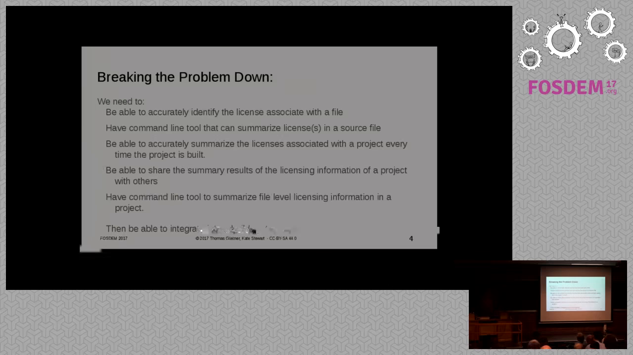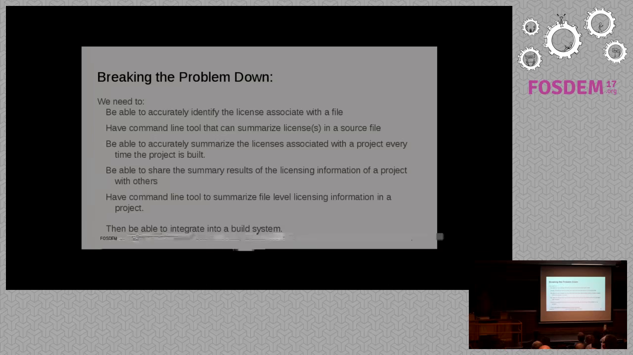We need to have a command line tool to summarize the licensing in a source file, okay? You want to be able to do the greps and things like that to understand what's going on. You need to be able to accurately summarize the license associated with every project at the time the project's built. Depending on whether there are multiple options and conditions, there may be implications of that. You've got to be able to share the summary results of the licensing information with others. And you have to have some kind of command line tool that can summarize the file level licensing information for a project, so you know, is it a single license? Are there multiple licenses? What is the story here?